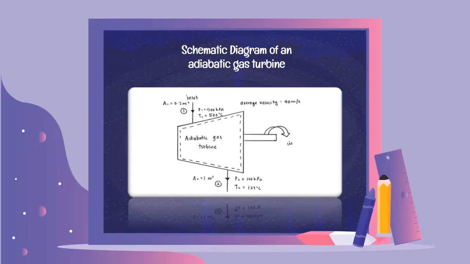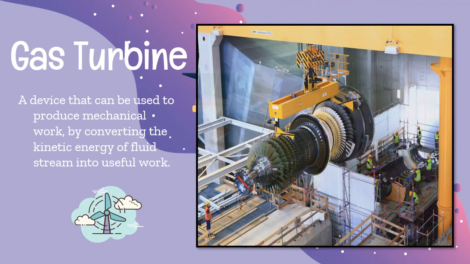Here is the schematic diagram of an adiabatic gas turbine. As you can see on the screen, the turbine consists of one inlet and one outlet. Basically, a gas turbine is a device that can be used to produce mechanical work by converting the kinetic energy of a fluid stream into useful work.